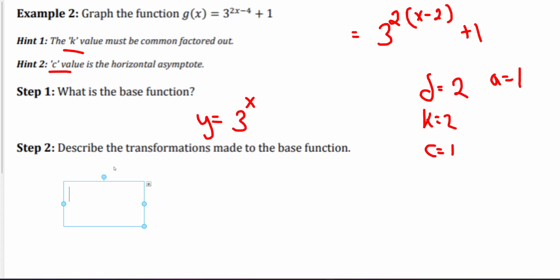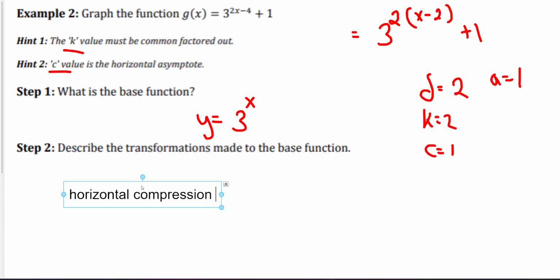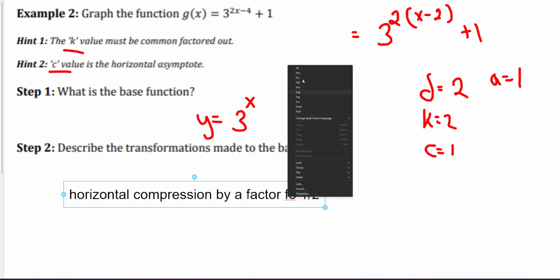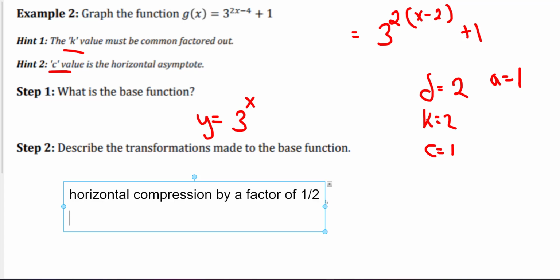So since there is no a value, or my a value is 1, that's a vertical stretch and reflection. But since a is 1, there is no vertical stretch or reflection. So let's move on to my k value. My k value is 2. So that is horizontal. Now, if my k value is 2, is that a horizontal stretch or a horizontal compression? And if you remember from your note, that is a horizontal compression by a factor of 1 over 2. That's my k value. My d value is 2, so that's obviously shift right by 2 units.